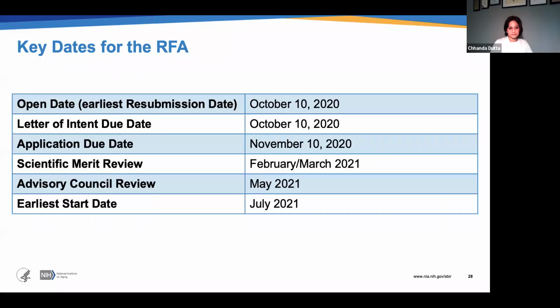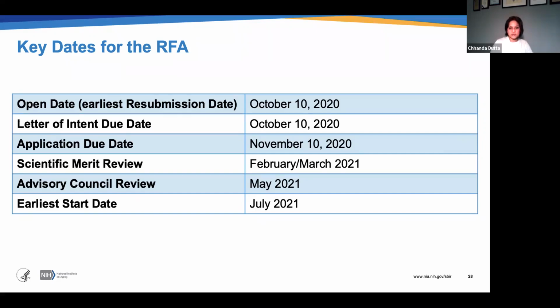Next slide, please. Key dates for the RFA. We want to remind you of some key dates and timelines for this RFA. The earliest submission date is October 10th. Letters of intent, while not required, we would greatly appreciate you submitting. Those are submitted to me, and that is also due on October 10th.